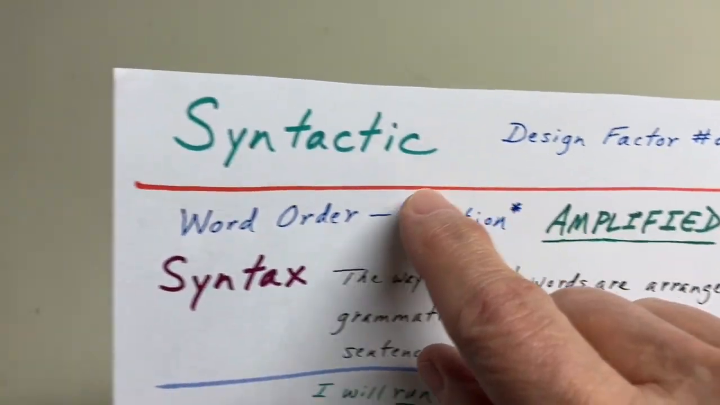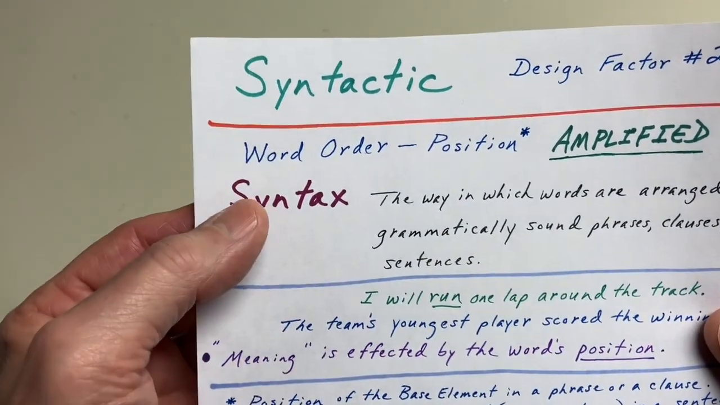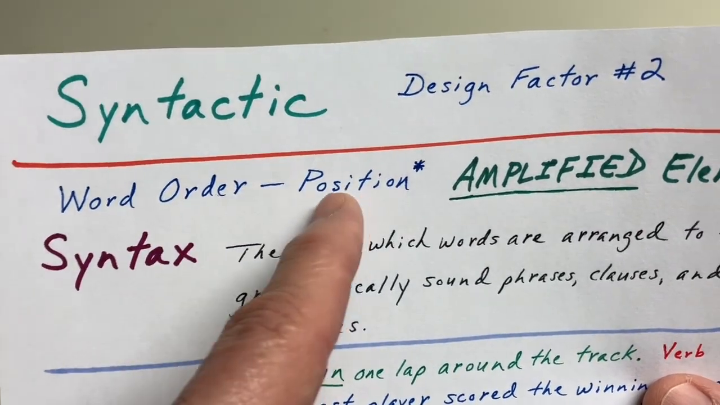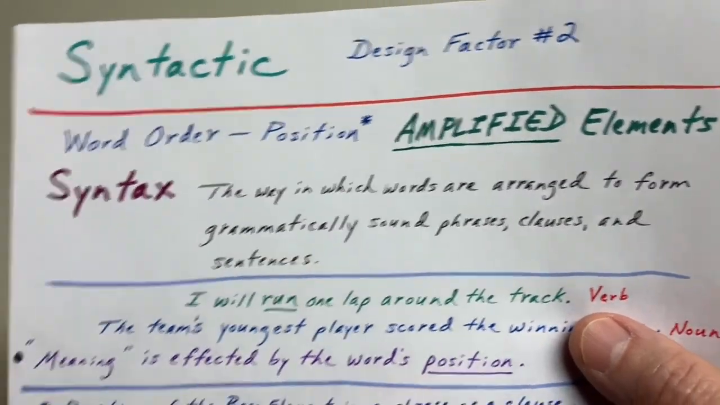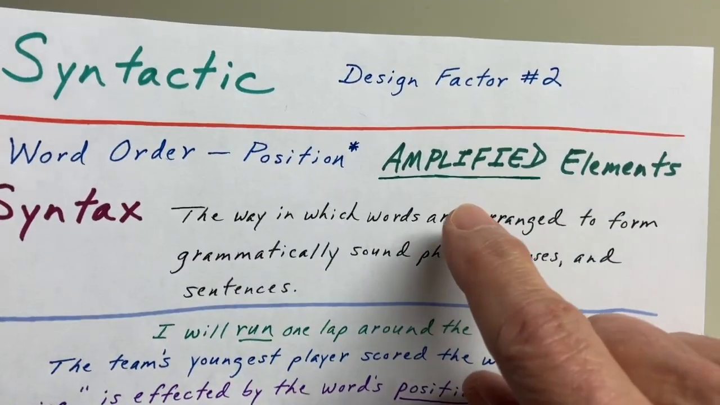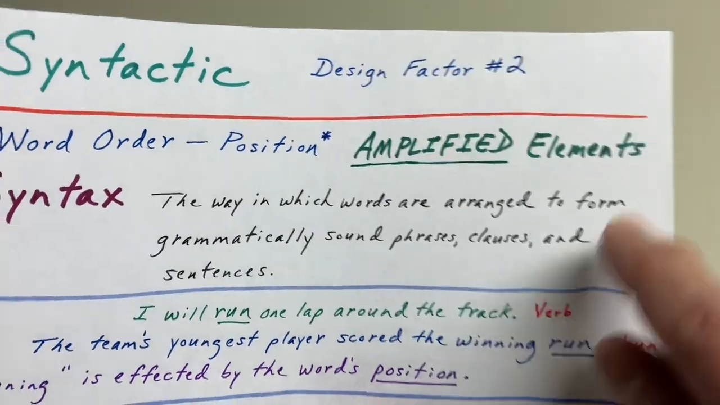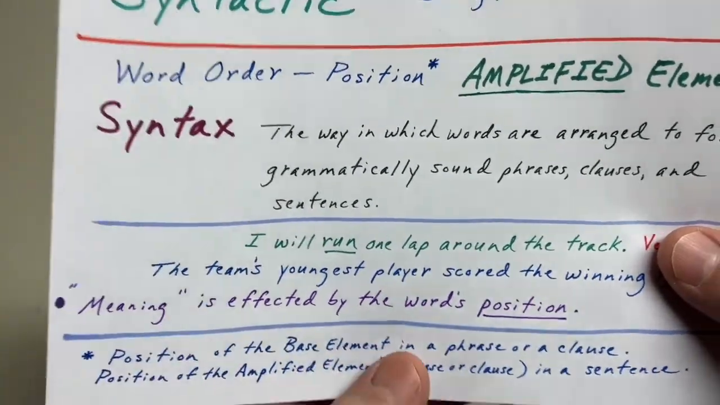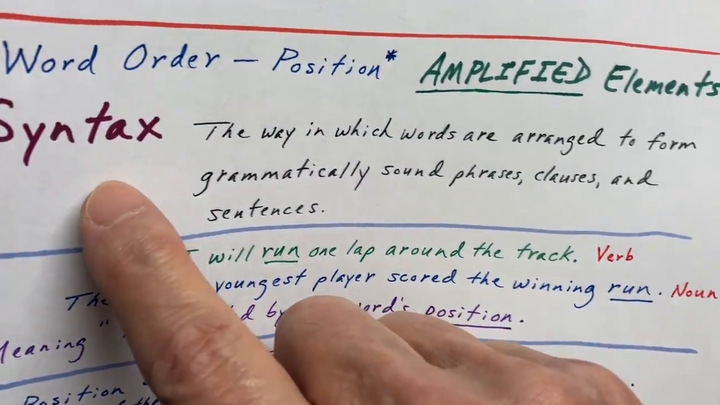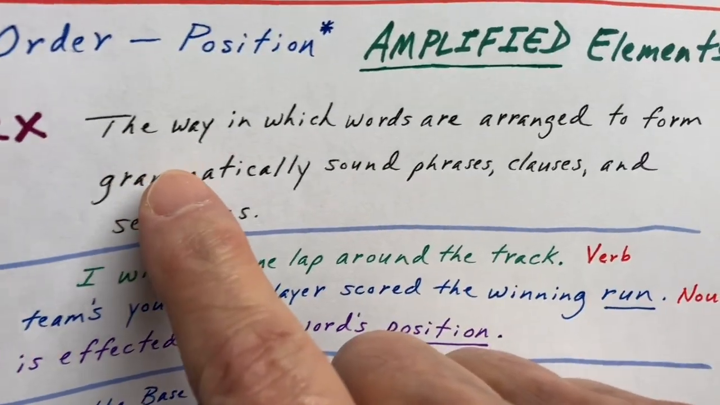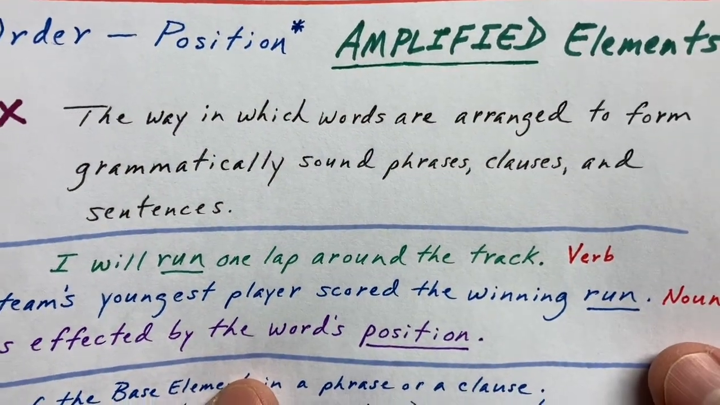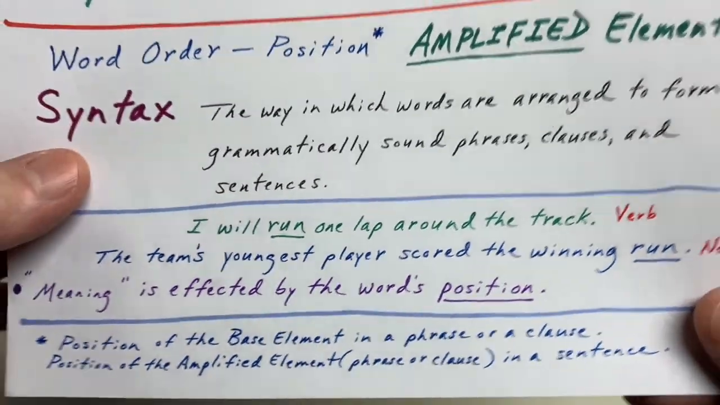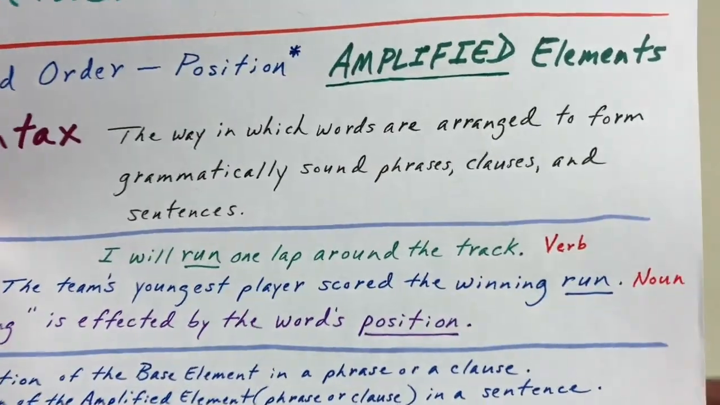Design factor number 2 is syntactic. All right, that comes from the word syntax. And here we're talking about word order and word position. All right. Now this design factor applies to amplified elements. In other words, this factor is used with groups of elements, groups of words. So just roughly speaking, we could say syntax is the way in which words are arranged to form grammatically sound phrases, clauses, and sentences. Now, here's an example.